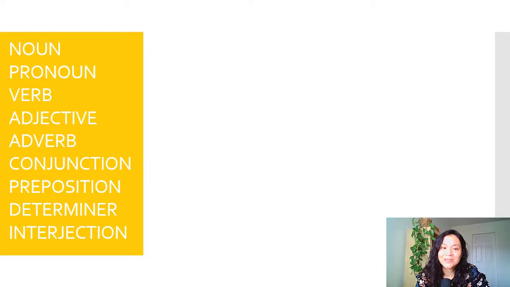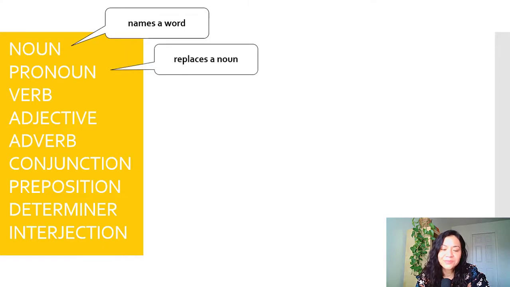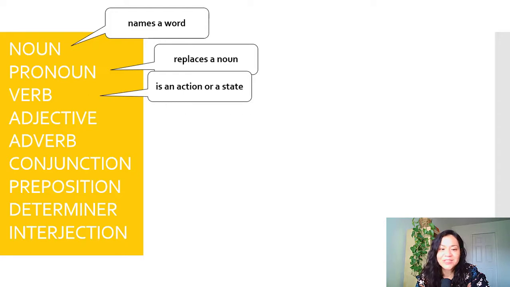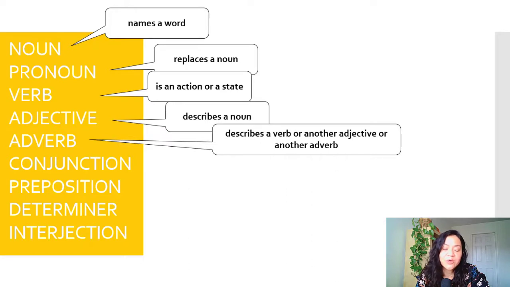Can you name the 9 parts of speech in English? Noun, pronoun, verb, adjective, adverb, conjunction, preposition, determiner, interjection. A noun names a word. A pronoun replaces a noun. A verb is an action or state. An adjective describes a noun. An adverb describes a verb or another adjective or another adverb.